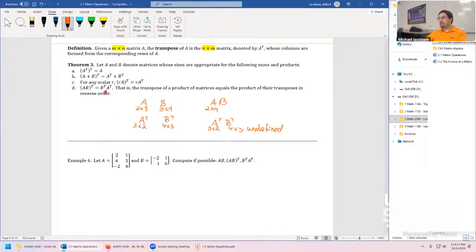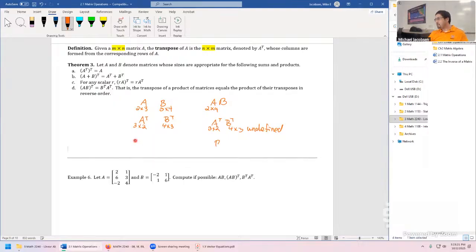But it turns out if you do it in this specific order, B transpose times A transpose, then, well, B transpose, it'll be the 4 by 3. A transpose is going to be size 3 by 2. And that would work. This would result in a 4 by 2 matrix. As it should, because if we transpose A times B up here, it's 2 by 4. The transpose of it should be 4 by 2.